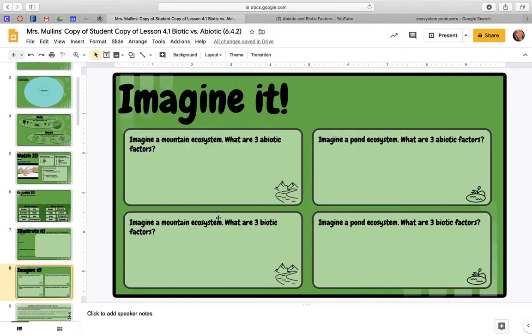For the Imagine It, so we're just kind of repeating the same things over and over again.